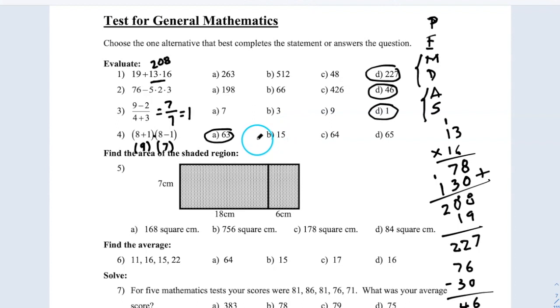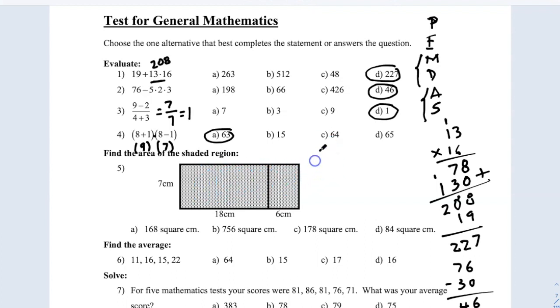Times tables, they have to be on point, okay? All my students said that PERT is simple, but it's a lot of basic math. Next, find the area of the shaded region, okay? So I have this rectangle, basically made out of two pieces.